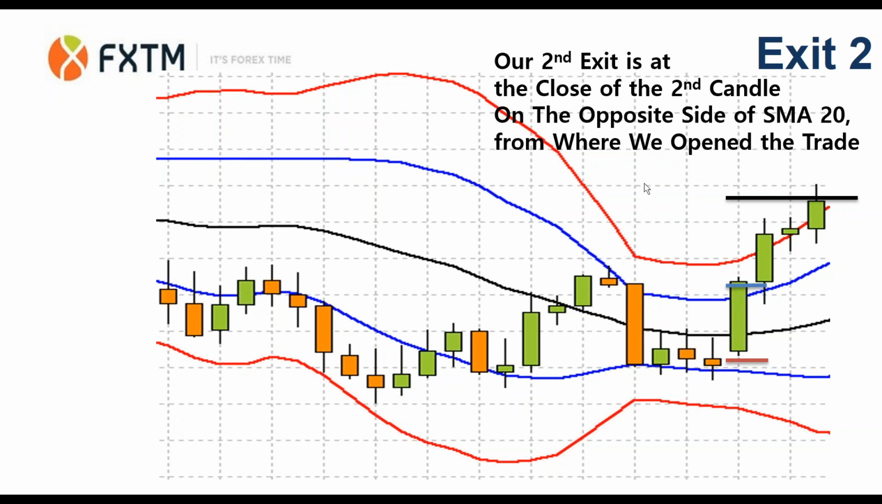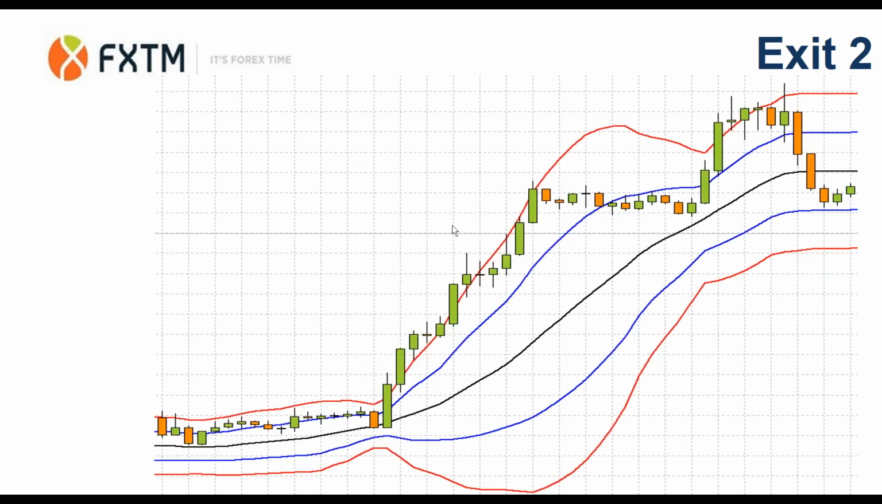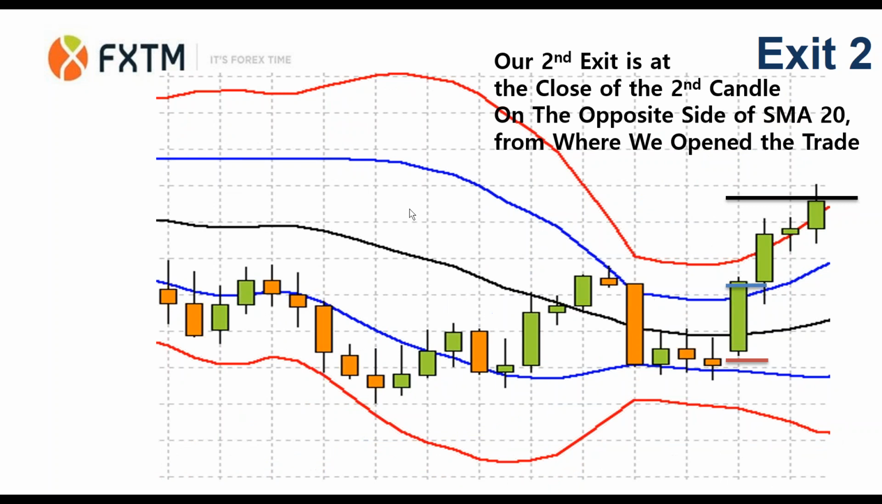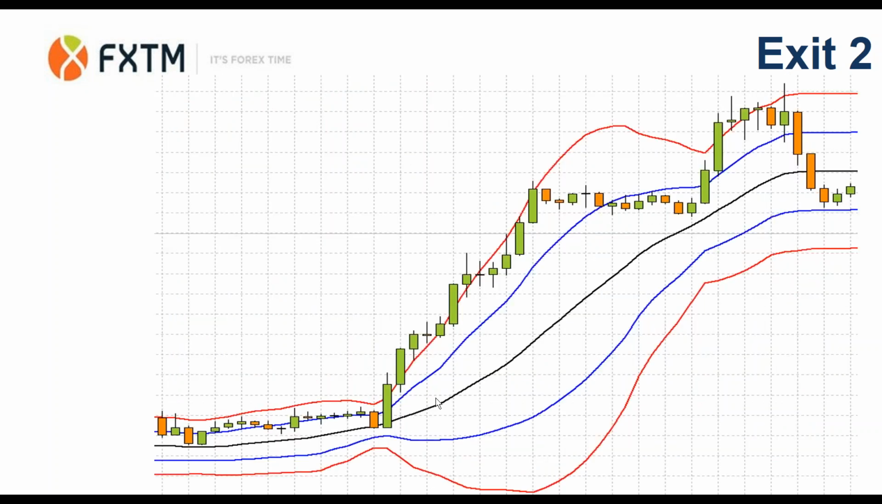Now, for our second exit, we want 2 closes on the opposite side of the Bollinger middle band, or the SMA 20. So meaning we entered a buy trade here, meaning we entered above the Bollinger middle band. So now to exit our second position, we are going to wait for 2 candles to close below the Bollinger middle band.